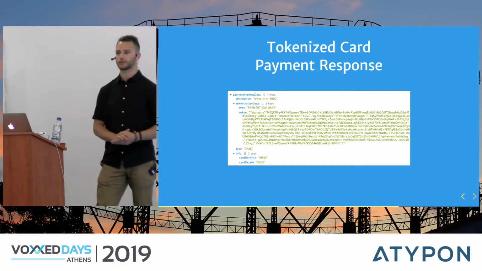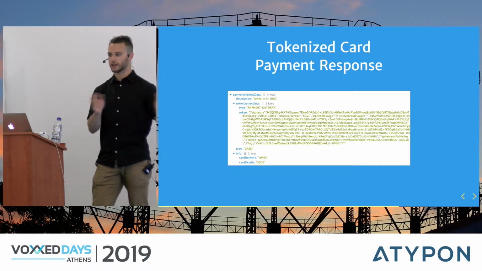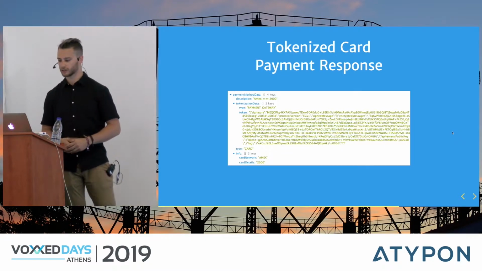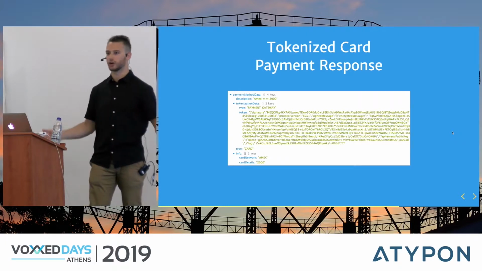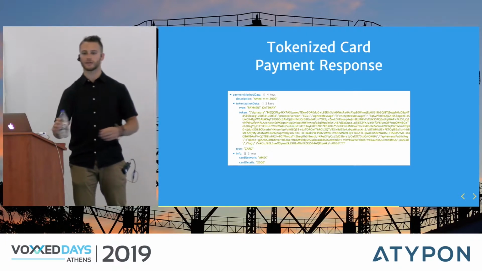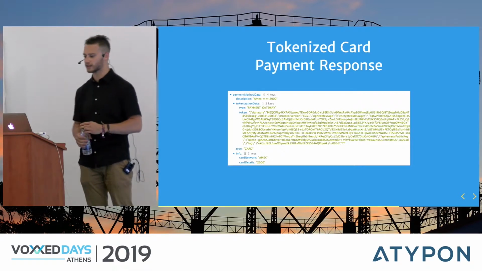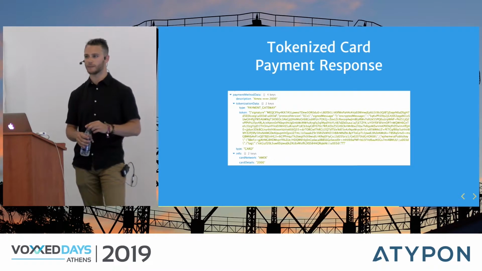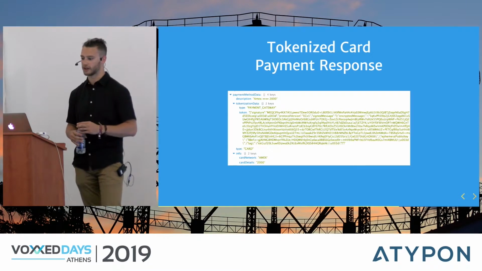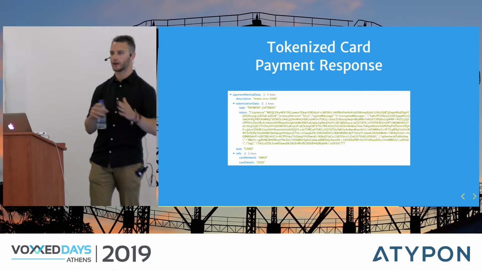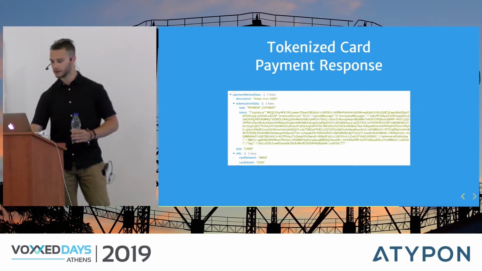When you make a purchase here, you will get a token back. This is just an example of what that token looks like. It's basically just a long string, and you can store that wherever and pass that directly to the payment provider. So in our case, this would be checkout.com, and that payment provider can complete that purchase on the back end without ever handling sensitive credit card information.